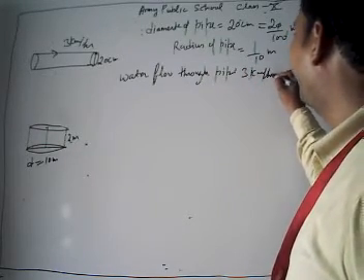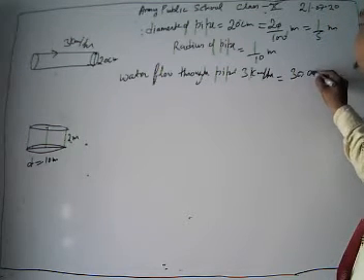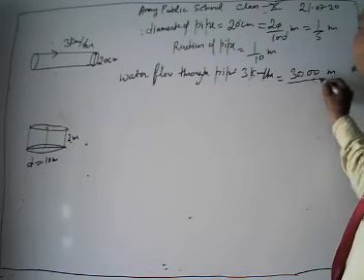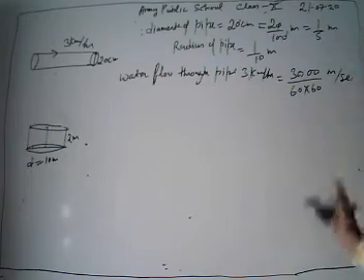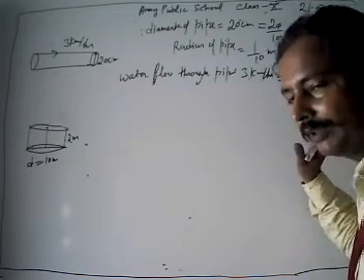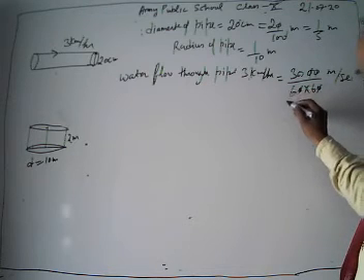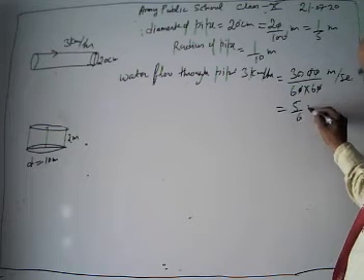Now we are going to convert it into per second. 3 kilometer per hour means 3000 meters, since 1 kilometer is 1000 meter, over 60 into 60. Then we are going to take its rate in meter per second. What do we get? It's 5 by 6 meter per second.